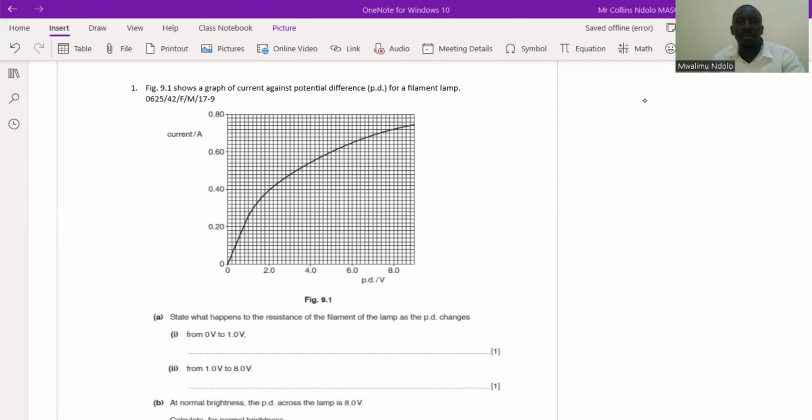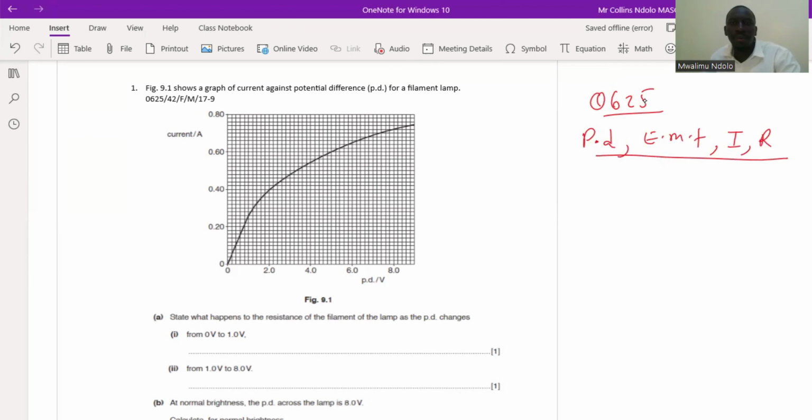I'm using a past paper, that is 0625 Physics Cambridge. I have a number of questions from different past papers. Our main aim today is to look at the definition of potential difference, the definition of EMF, that is electromotive force, and also how they relate with electric current and the resistance. So we're going to look at them as we go through this question.